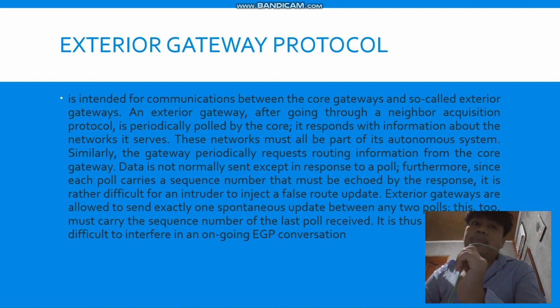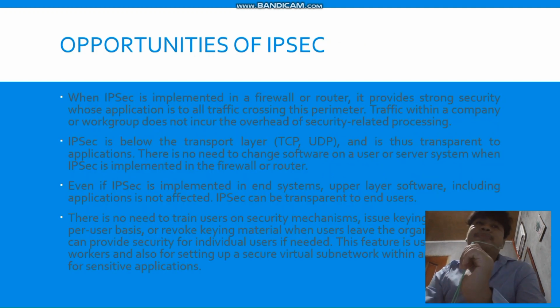Furthermore, since each poll carries a sequence number that must be echoed by the response, it is rather difficult for an intruder to inject a false route update. Exterior gateways are allowed to send exactly one spontaneous update between any two polls. These too must carry the sequence number of the last poll received. It is thus comparatively difficult to interfere in an ongoing EGP conversation.